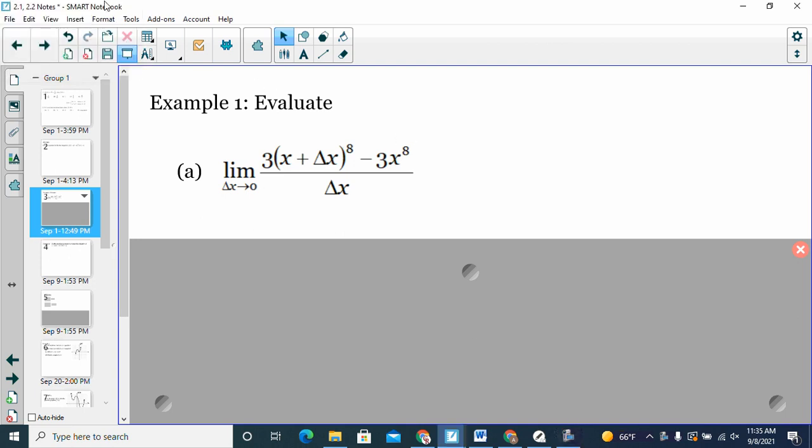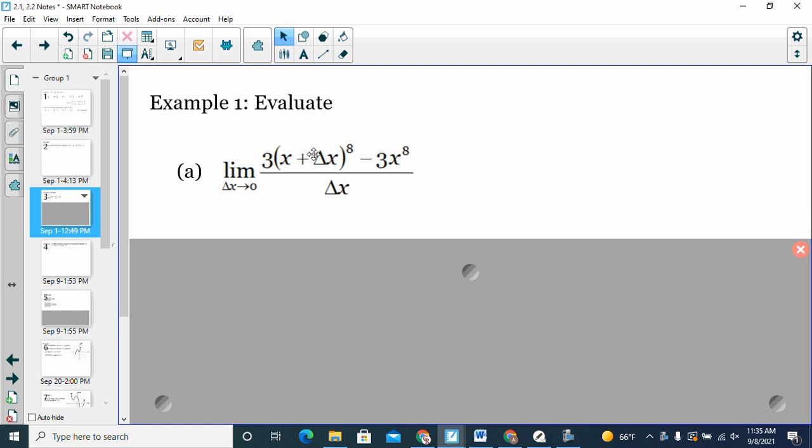These are the notes for the end of section 2.1 and the start of 2.2. Example 1 asks us to evaluate the limit as delta x goes to 0 of 3 times the quantity x plus delta x to the 8th minus 3x to the 8th, all over delta x.